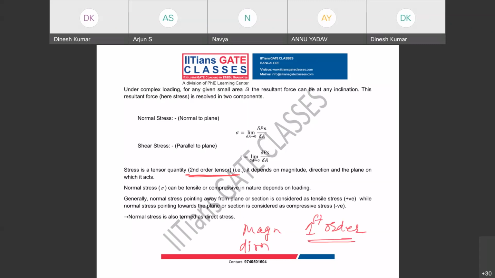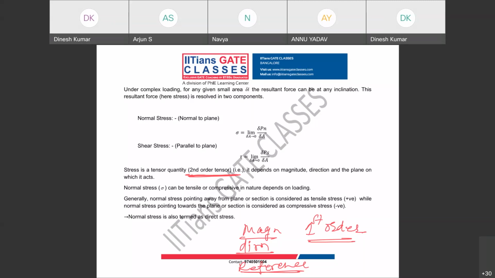Now, since stress is a second order tensor, that means it requires magnitude, direction, as well as a reference plane. If you study continuum mechanics, there are higher order tensors, which are not part of our GATE syllabus or our graduation. But if you go for a master's program, there is a subject called continuum mechanics, which is basically used in fracture mechanics and so on. There you will see the higher order tensorial quantities.